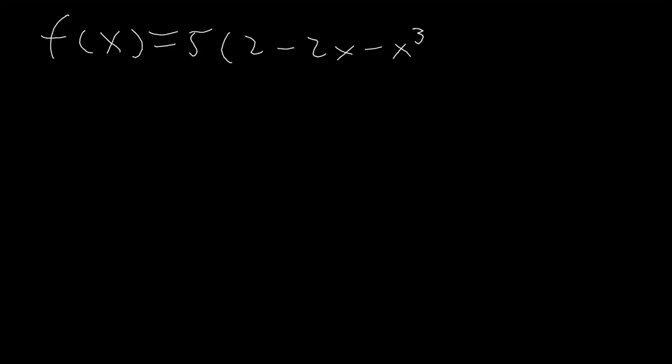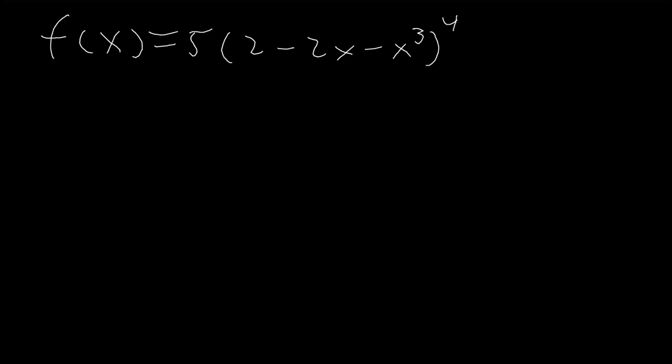Okay, for our next example, let's find f prime of x if f of x equals 5 times (2 minus 2x minus x cubed) all to the 4th.